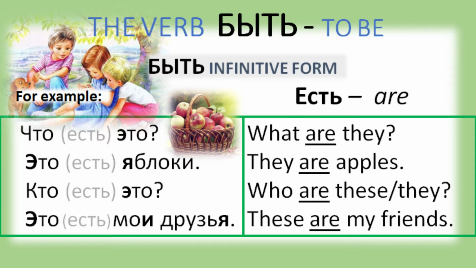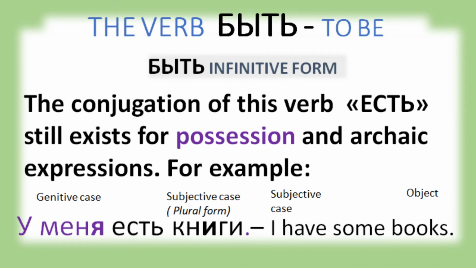Who are these, or who are they? Это мои друзья. These are my friends, or they are my friends. The conjugation of this verb есть still exists for possession and archaic expressions. For example, У меня есть книги. I have some books.